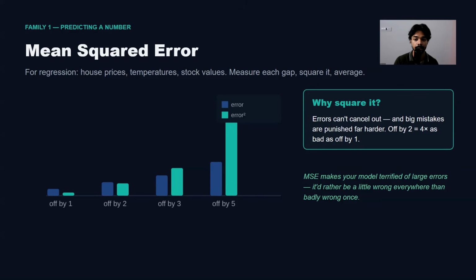It's now 4 times as bad. And being off by 10 is 100 times as bad. So, mean squared error makes your model terrified of large errors. It would rather be a little wrong on everything than badly wrong on one thing. Sometimes that's exactly what you want. And sometimes, if your data has weird outliers, it's probably not, and you'd reach for a gentler cousin that doesn't overreact. But mean squared error is your default, and now you know what it's really doing.